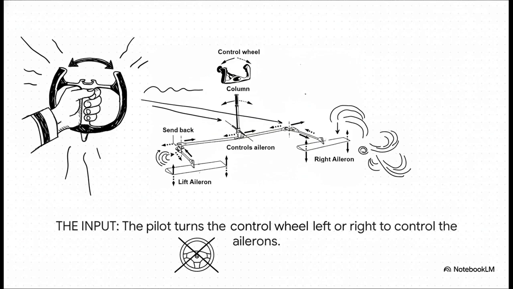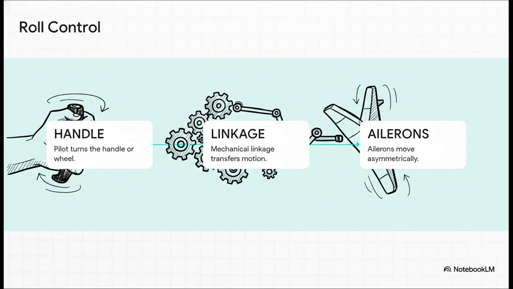Here's how that works. It's this beautiful, direct mechanical connection. The pilot turns the wheel, a whole system of linkages transfers that motion all the way out to the wings, and boom, the ailerons move up and down. It's simple, and it's incredibly effective.